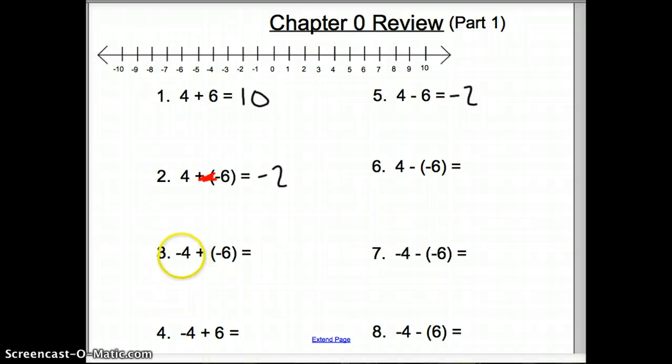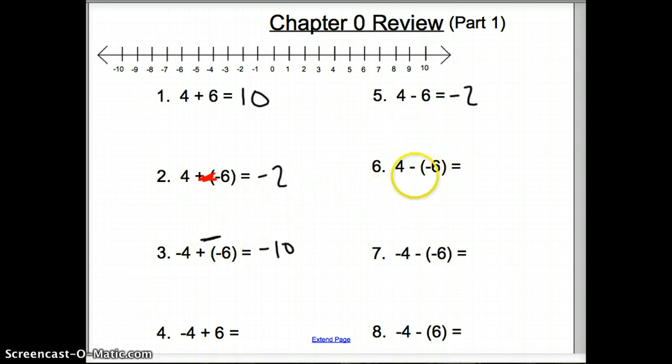Next, we have a negative 4 plus a negative 6. Well, we start at negative 4. And now we are adding, but we are adding a negative 6. So instead of going forward, we're going to go backward. So we go back 1, 2, 3, 4, 5, 6. So we end up at negative 10. Again, plus a minus turns into a minus.